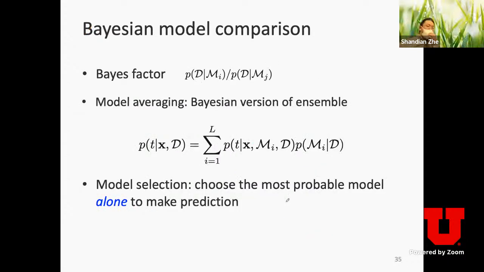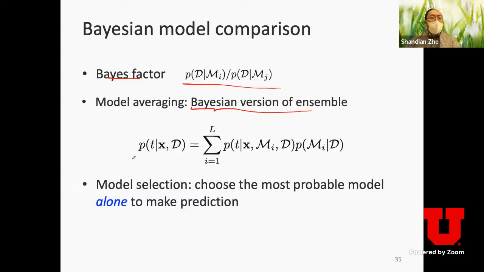Okay, so to compare different models in terms of evidence, we can just compare the ratio. This is called the Bayes factor. Also, given a bunch of models, some people might think, why don't we give up picking one and just leverage all the models? That means we can use those L models together to give our final prediction. This is called model averaging. You can view it as a Bayesian version of ensemble.